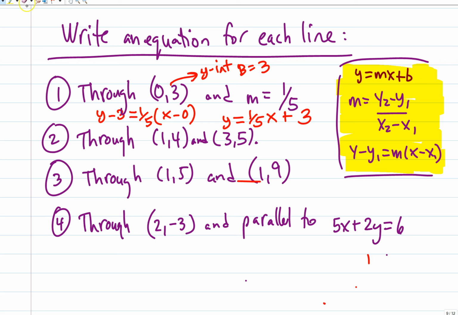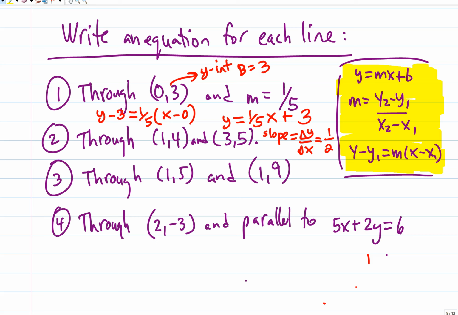Okay? What will your strategy be if they give you 2 points? Good, so you're going to start by finding the slope, which was change in y over change in x, which would be 1 over 2. 5 minus 4 is 1. 3 minus 1 is 2. We got a slope now, right?